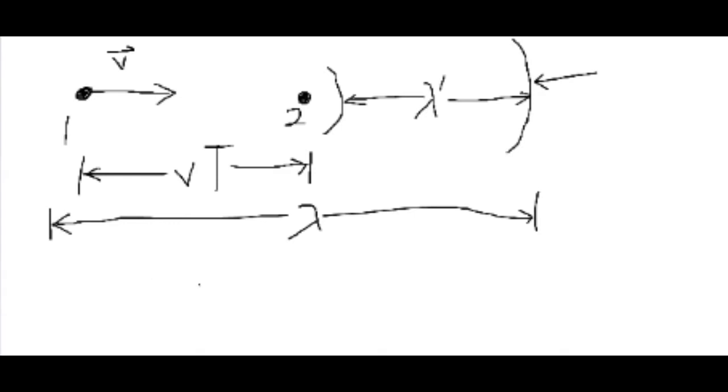From the drawing, we can see that the new wavelength, lambda prime, is equal to the initial wavelength minus the velocity times the period of the source.